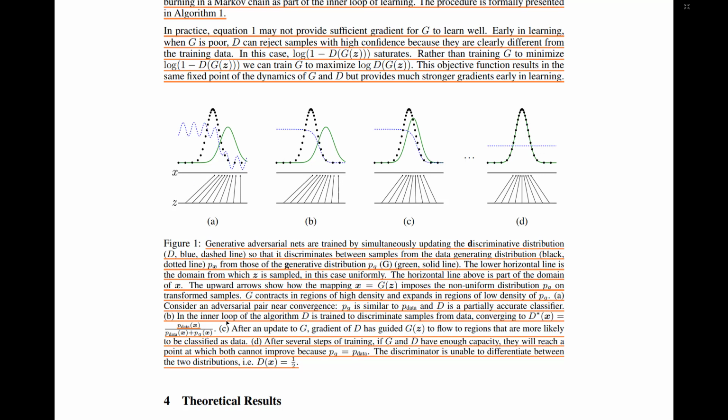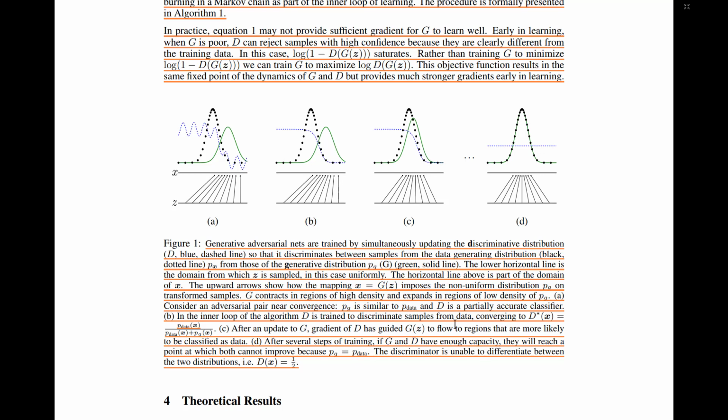Then the B, in the inner loop of the algorithm, D is trained to discriminate samples from data, converging to D star. Now D star is like D optimal. So this is the optimal value for D for a given G, and it's given as P data divided by P data plus PG. We shall look at this later on. Now for the C, after an update to G, gradients of D have guided G to flow to regions that are more likely to be classified as data.